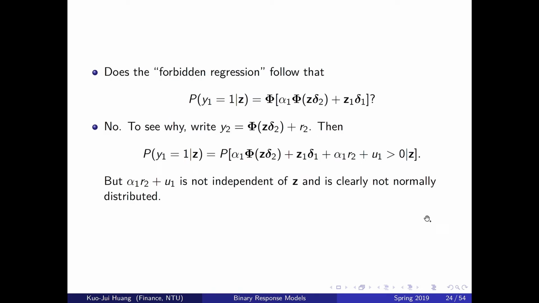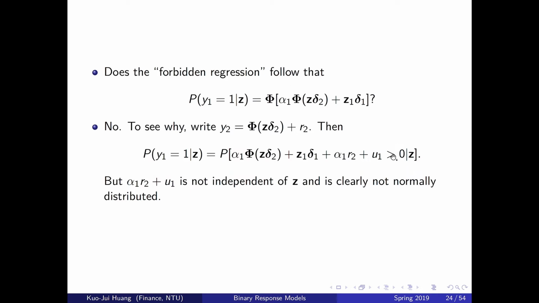To see why we cannot use the forbidden regression, we can write y2 as phi of z delta 2 plus r2. This equation is what we have obtained from the first stage regression, and r2 is the error term. Then we can plug this equation into the original model and get this. And obviously, this equation is very different from what we want to estimate.